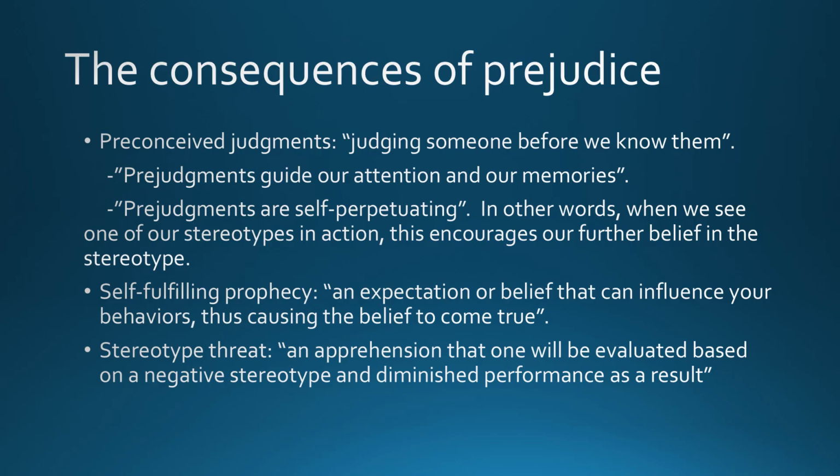So what are the consequences of prejudice? Preconceived judgments, judging someone before we know them. Prejudgments guide our attention and our memories, and prejudgments are self-perpetuating. In other words, when we see one of their stereotypes in action, this encourages our further belief in that stereotype. Self-fulfilling prophecy: an expectation or belief that can influence your behaviors, thus causing the belief to come true. And stereotype threat: an apprehension that one will be evaluated based on a negative stereotype and diminished performance as a result.